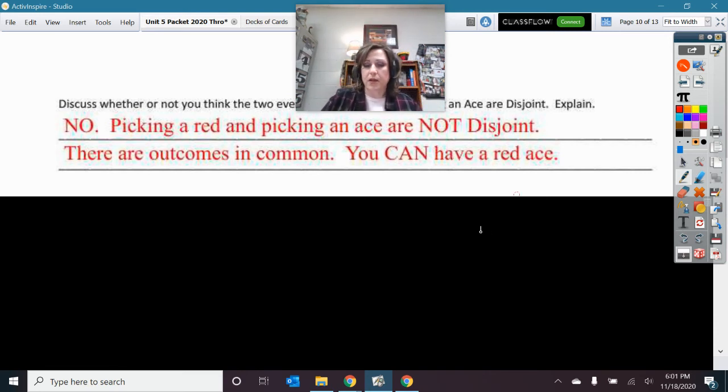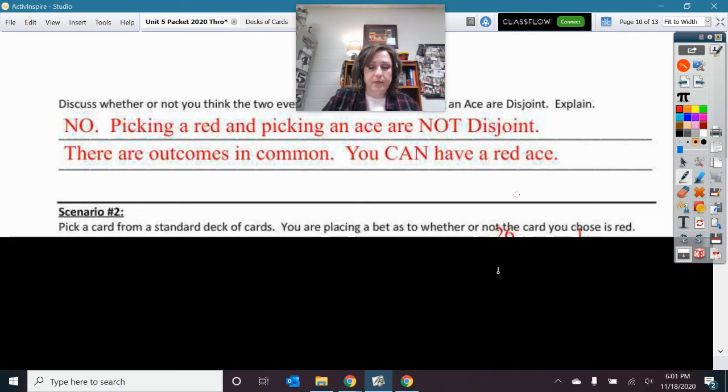Here's our next one. Ready? Here we go. Here's our cards. Pick a card, any card. You're going to pick a card. Oh, here it is. And you place a bet as to whether or not it's red. How much you want to bet? How much you want to wager? Well, the probability of it being red is 50%, so you're not much better off or much worse off.